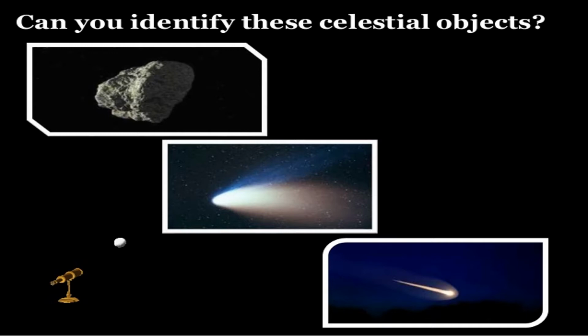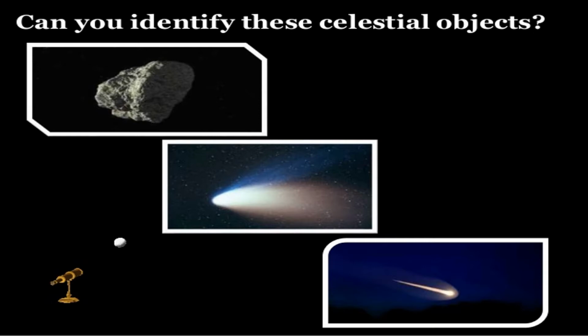Then, can you identify this celestial object in the slides? So take a look at the picture. I know you can. Yes, you can. So let me help you remember what is in our solar system. I hope you can still remember what are these celestial objects that you can find in our solar system.